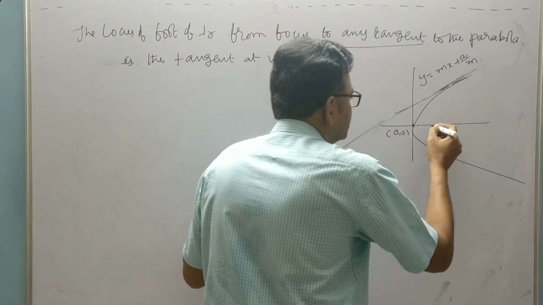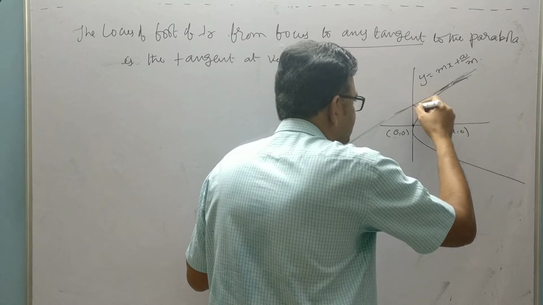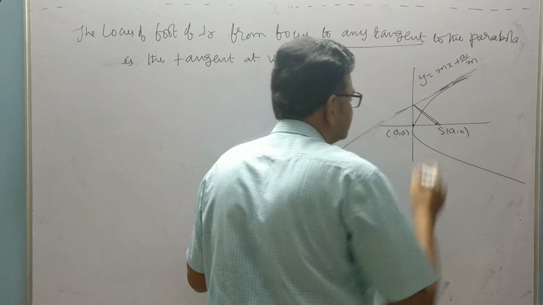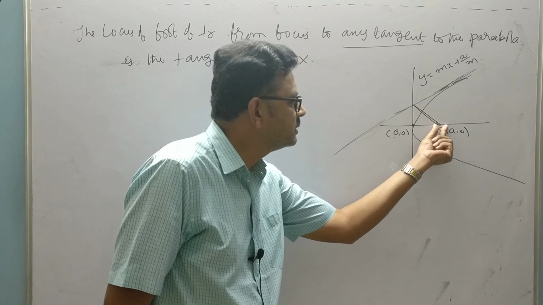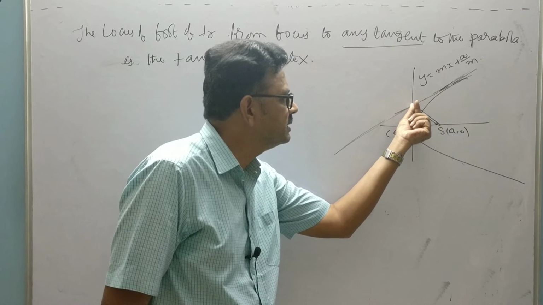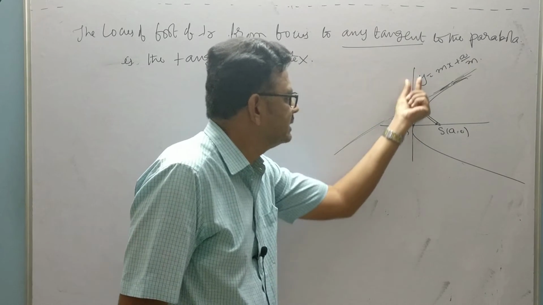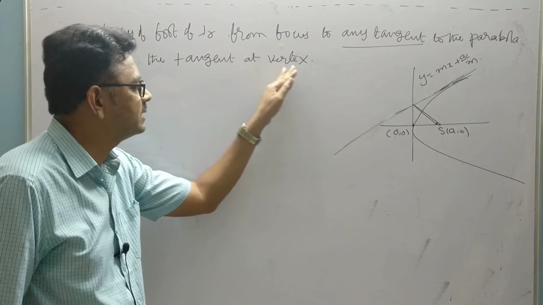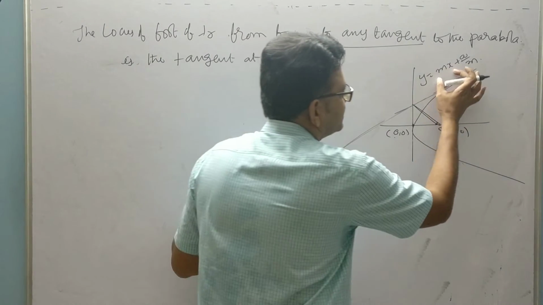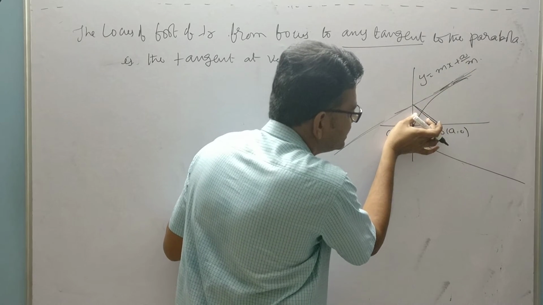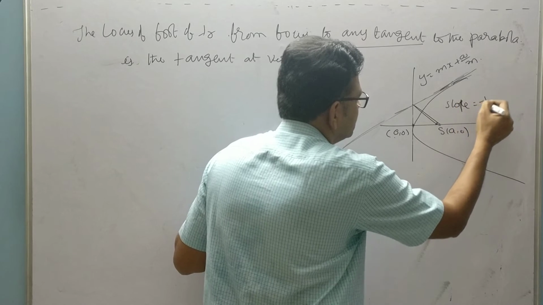So foot of perpendicular from S, a comma 0, to this tangent. This is the foot of perpendicular. So foot of perpendicular from focus to any tangent, this locus is nothing but the y-axis, the tangent at vertex. Slope of the tangent is m. What about the slope of this line? Minus 1 by m.